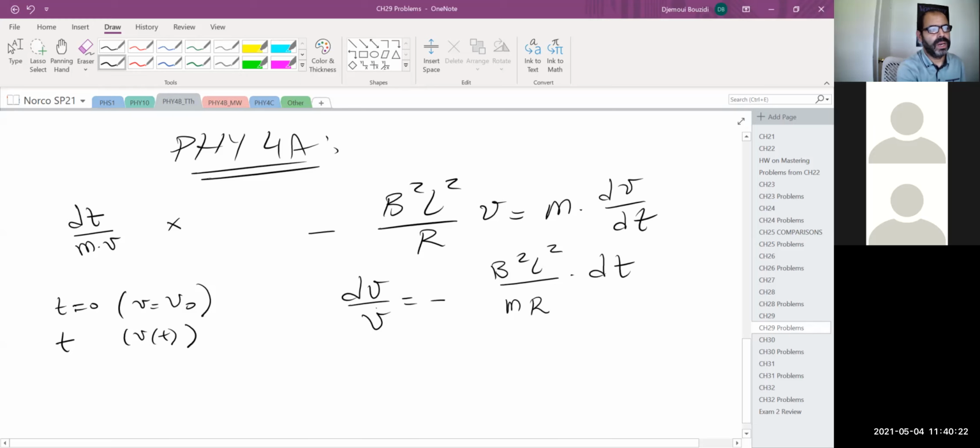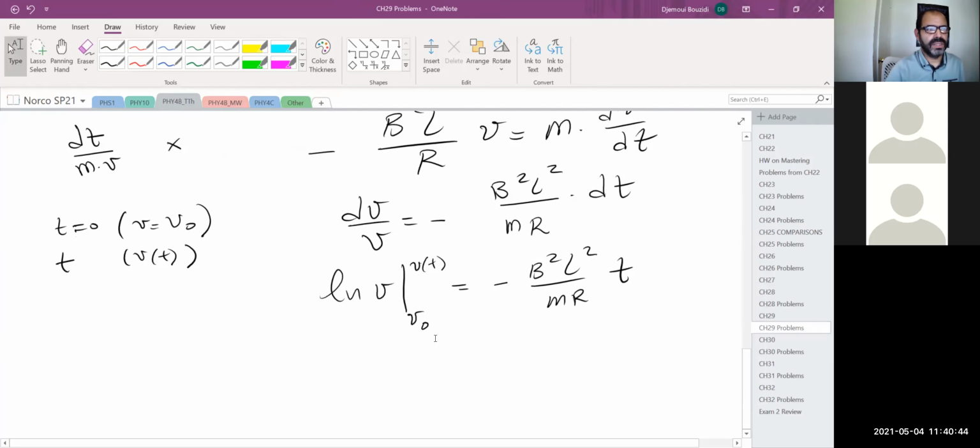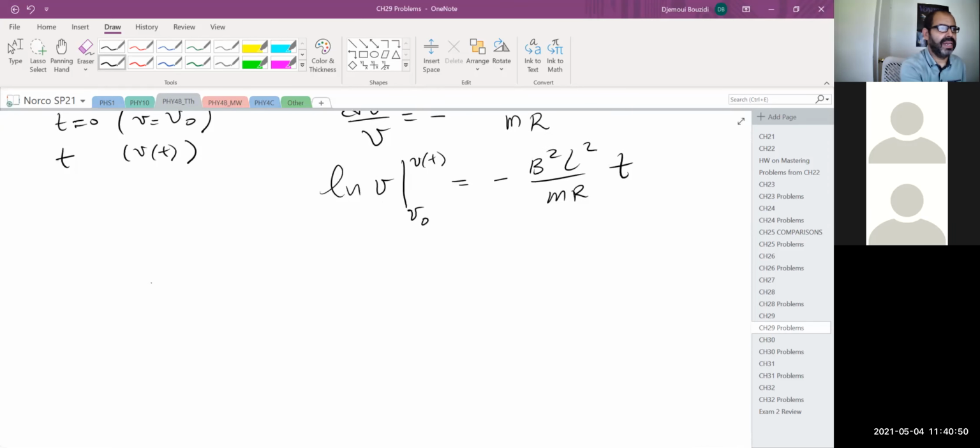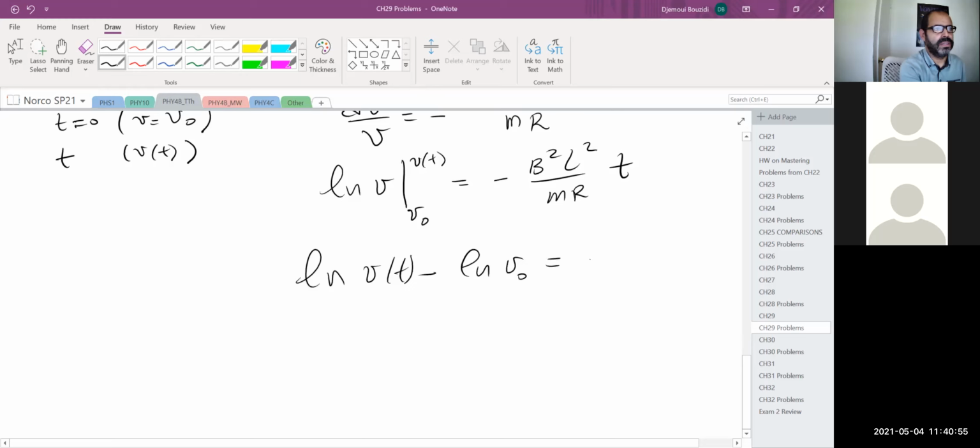So in other words, I'm trying to find the antiderivative of this expression knowing the initial conditions. Well, the integral of dx over x is just the natural log. So this is the ln of v evaluated between v naught and some v, which is some function of t, is equal to minus the integral from 0 to t of dt, and that is going to be just t, okay? And the natural log in this case, the upper value is ln of v, and the lower value is ln of v naught. So this will become ln of v as a function of t minus ln of v naught is equal to minus B squared L squared over mR times t, I'm sorry, okay?